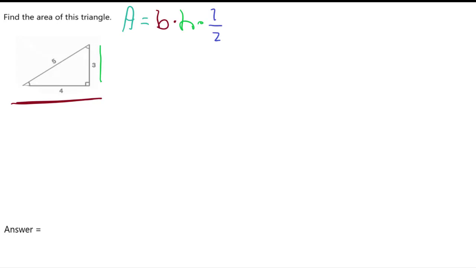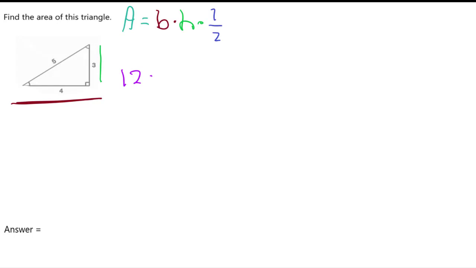4 and 3. So 4 times 3 would equal 12. Now, we're not done here yet. We still need to multiply 12 times 1/2. Another way to say the formula is area equals base times height, and then divide by 2. Even if you multiply by 1/2 or divide by 2, you would still get the exact same answer, because there are many ways to do one equation in math.